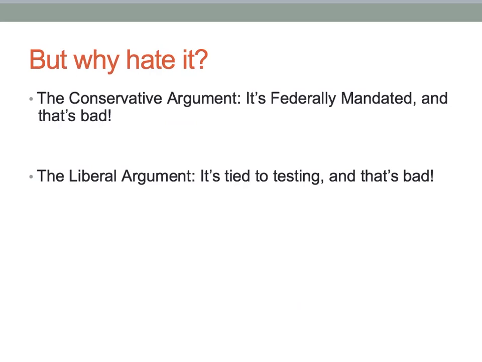The liberal argument is that it's tied to testing, and that's bad. So, sure, liberals don't like testing. And there's lots of good reasons to not like testing. It doesn't make a lot of sense. It doesn't help us to understand what students are learning in a realistic way. But the problem with both of these arguments is that they're both red herrings. They don't have anything to do with the success or failure of students learning new concepts. They're both tied to political motivations.